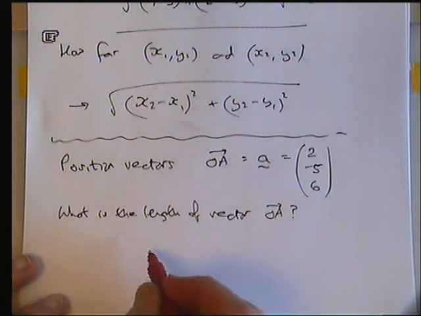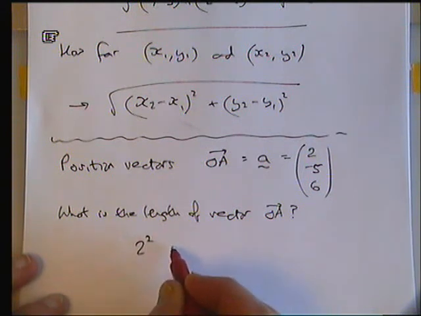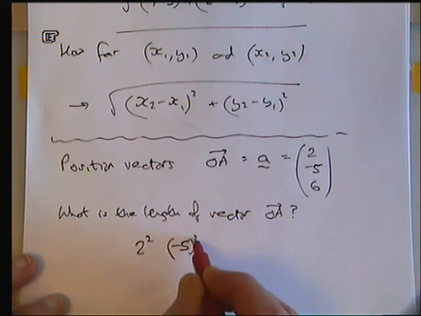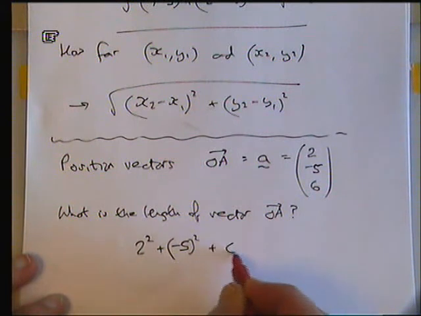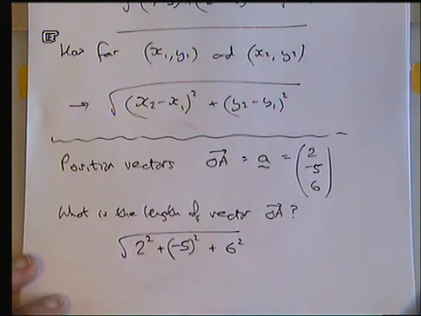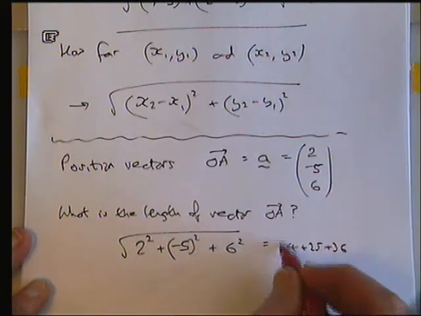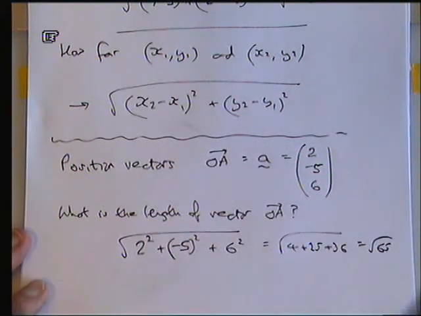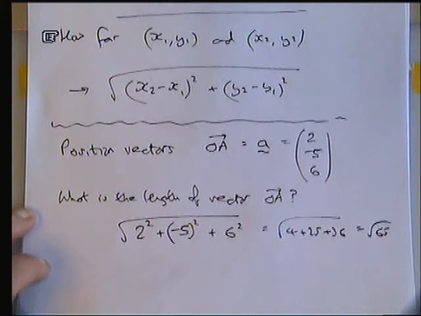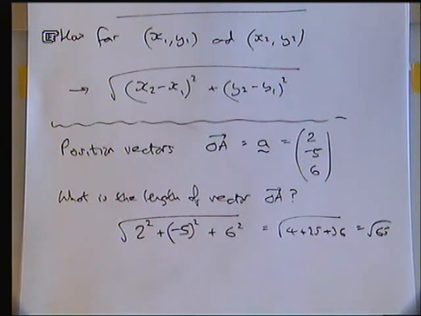The square root of 2 squared plus (-5) squared plus 6 squared. Square root of that. That's exactly right. Yes. Okay. That is how you find it. So that's going to be 4, 25 and 36. That's going to be 65. It's still square root. Don't be tempted to think it's cube root because it's 3 dimensions. It's still square root, even though it's 3 dimensions.